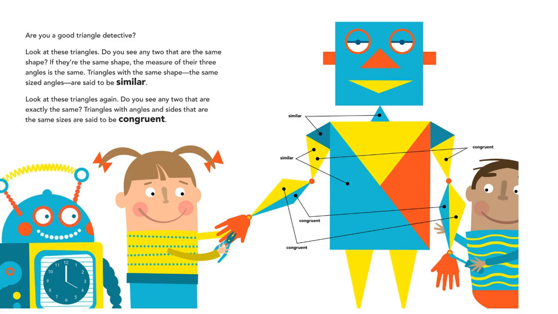Look at the triangles again. Do you see any two that are exactly the same? Triangles with angles and sides that are the same sizes are said to be congruent.